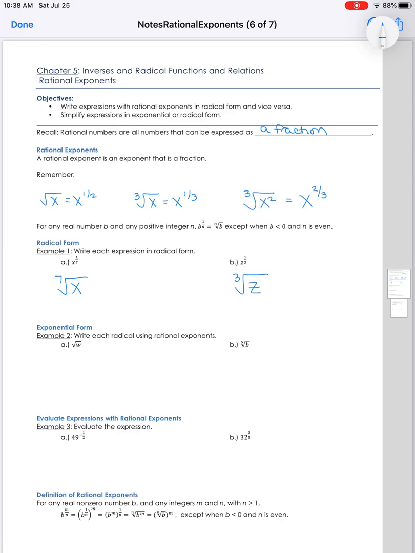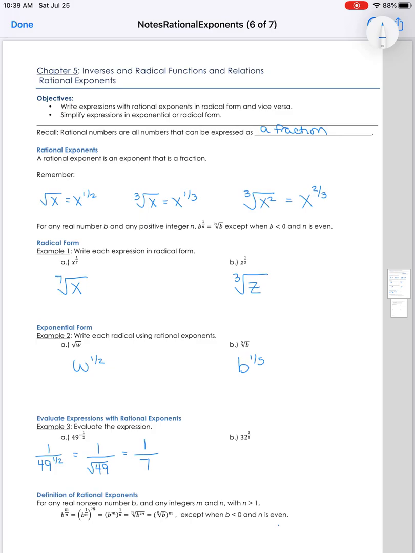We're going to be asked to write in radical form, to write in rational exponent form, and then to evaluate. If you're asked to write in radical form, we're going backwards. If I say x to the 1/7, that's the same thing as saying the 7th root of x. If I say z to the 1/3, that's the same thing as the 3rd root of z. Now, starting with the radicals and going to rational exponents, the square root of w is w to the 1/2. The 5th root of b is b to the 1/5.